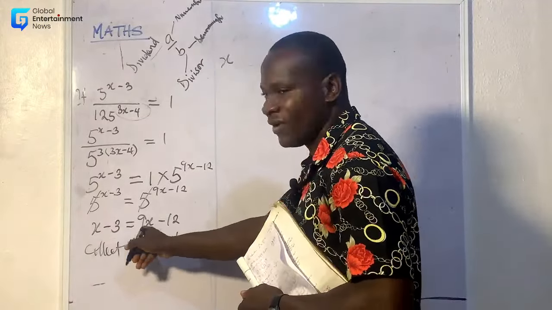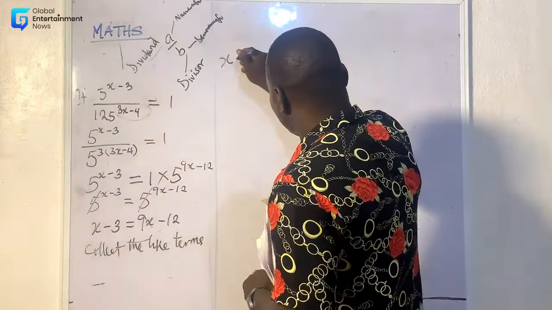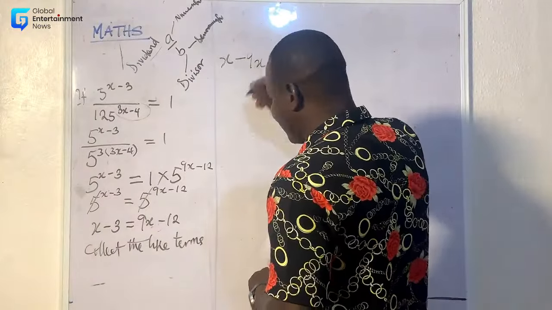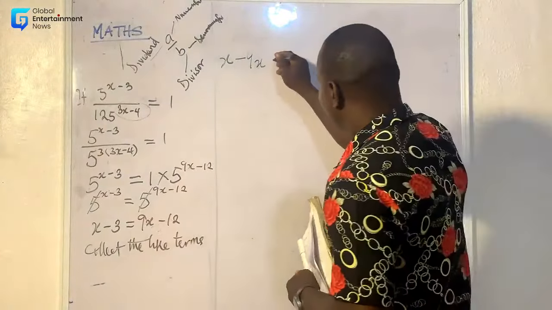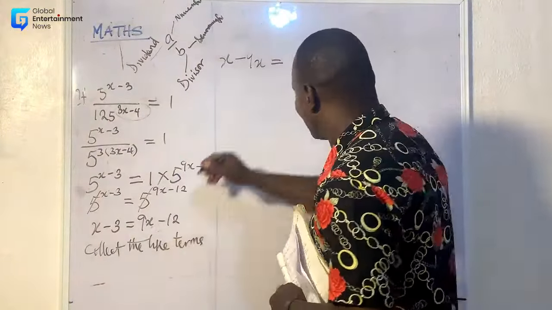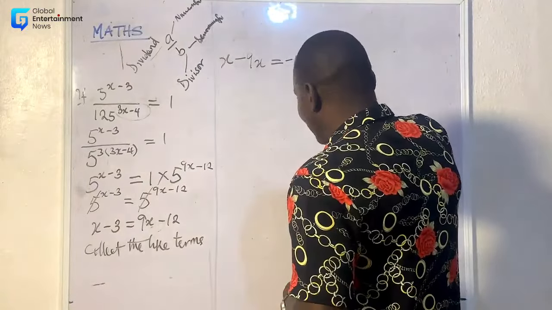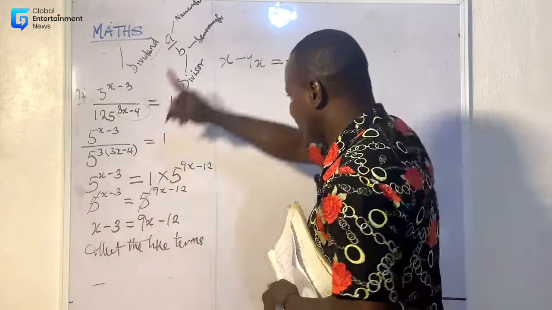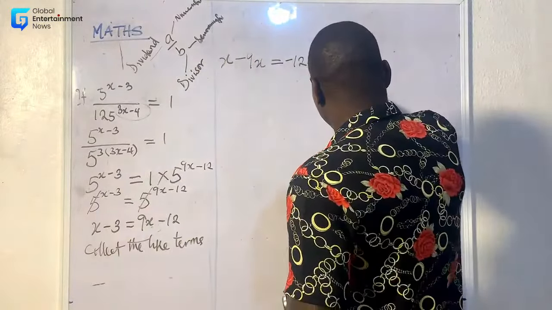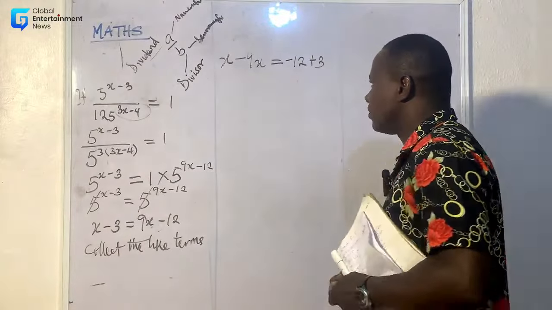If you transfer this 9x to the other side, it's going to give us minus 9x because it's positive. Is equal to what? What is left here is minus 12. So if you carry this minus 3 to the other side, it gives us plus 3. So what do we have left now?